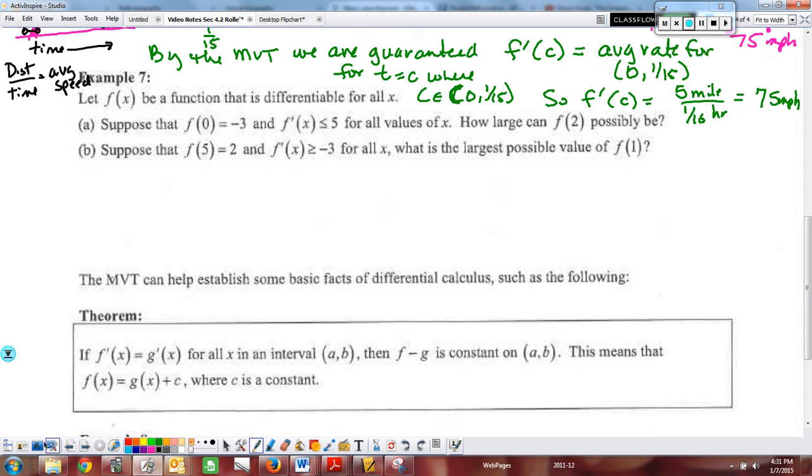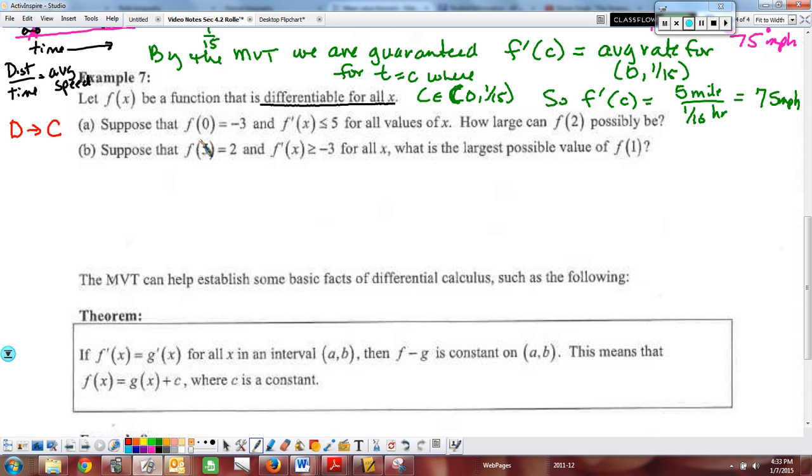All right, let's take a look at example 7. A few more examples of using the MVT. All right, so we have a function that is differentiable for all x. Now this is just a reminder from our section on differentiability that differentiability implies continuity. So there will be problems where you're like, I don't know what the function is, so I can't get both parts of the MVT. If they tell you that the function is differentiable, then you know the function is also continuous. Okay?